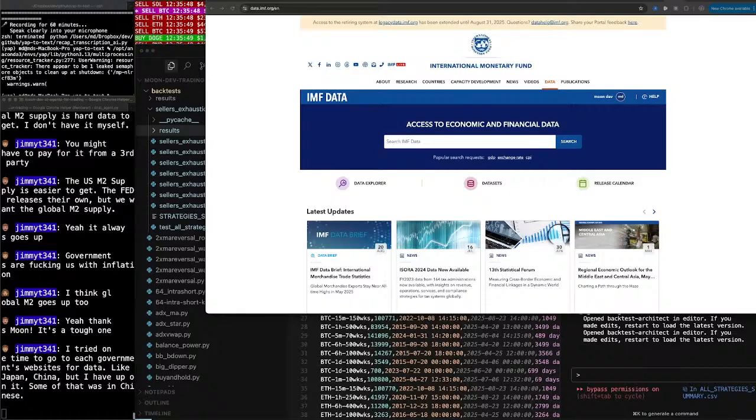I tried one time to go to each government's website, like Japan, China, but I gave up on it. Some of that was in Chinese. Oh, hey, AI can read Chinese now. That's sick.